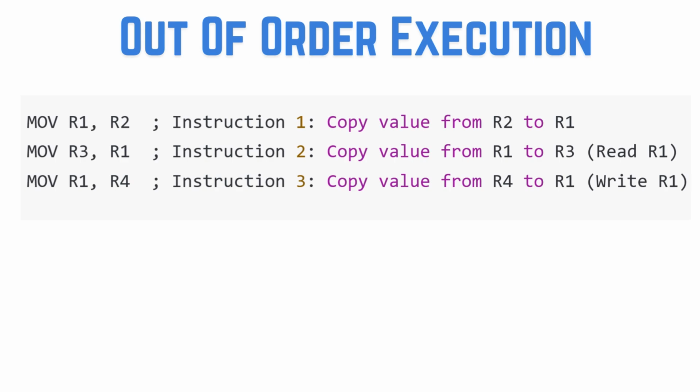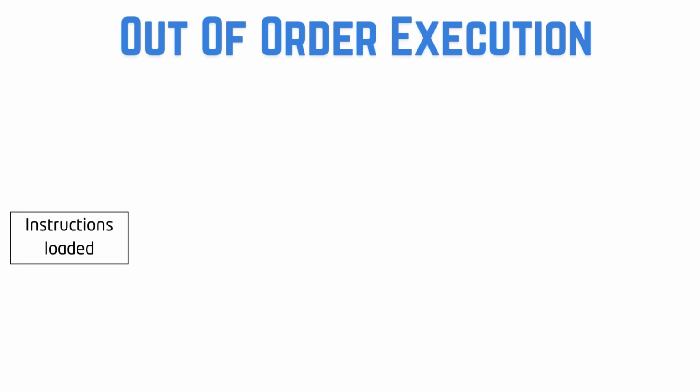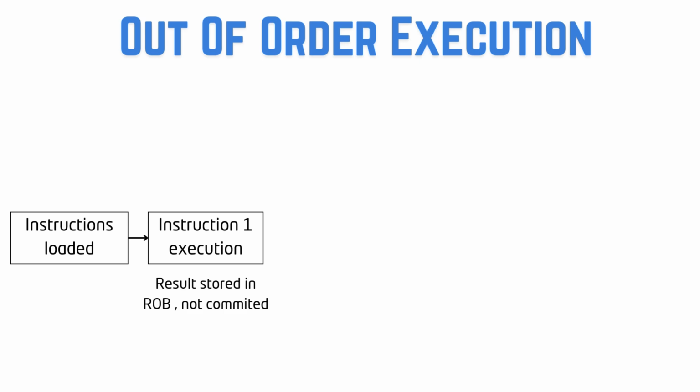Consider 3 instructions where instruction 2 depends on the result of instruction 1, but instruction 3 does not depend on the result of instruction 2. First, all 3 instructions are placed in the instruction window. In the first step, the processor executes instruction 1 and stores the result in the reorder buffer without committing it.